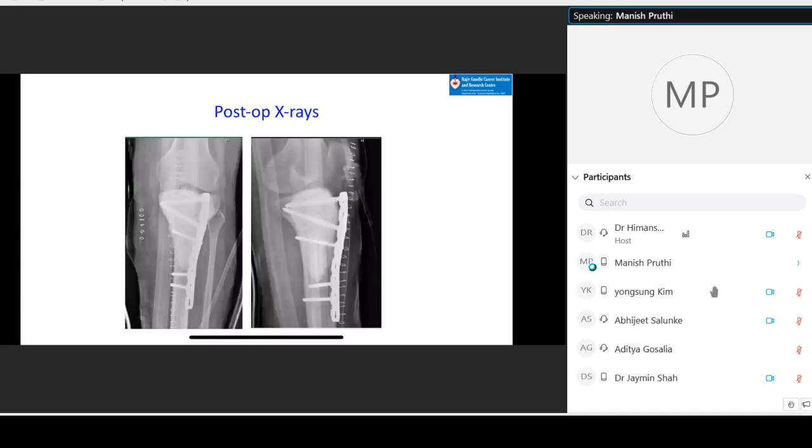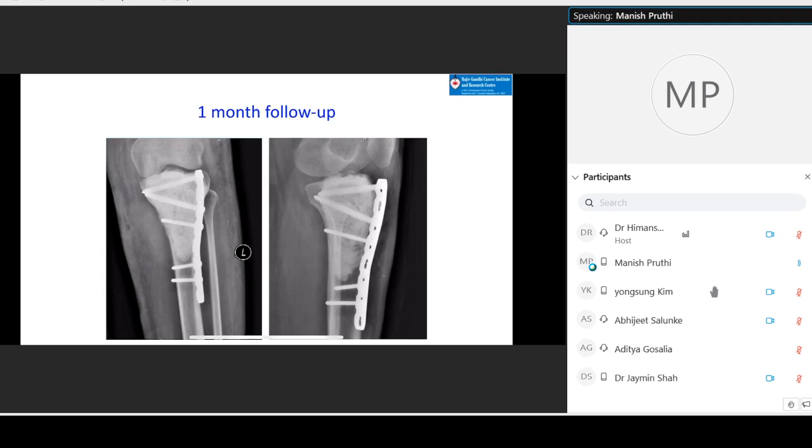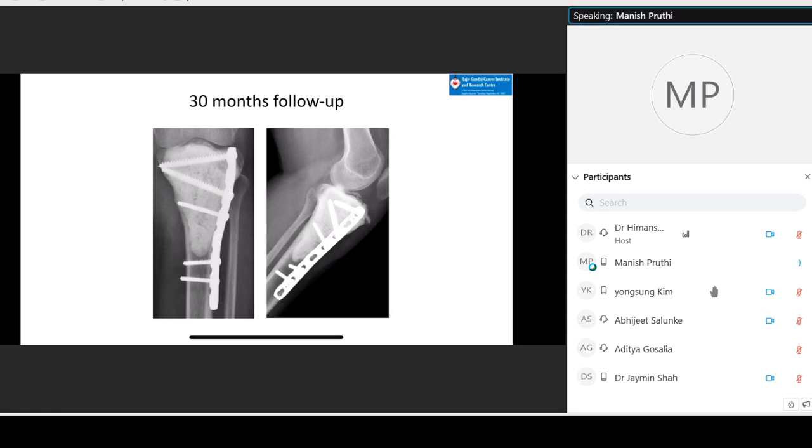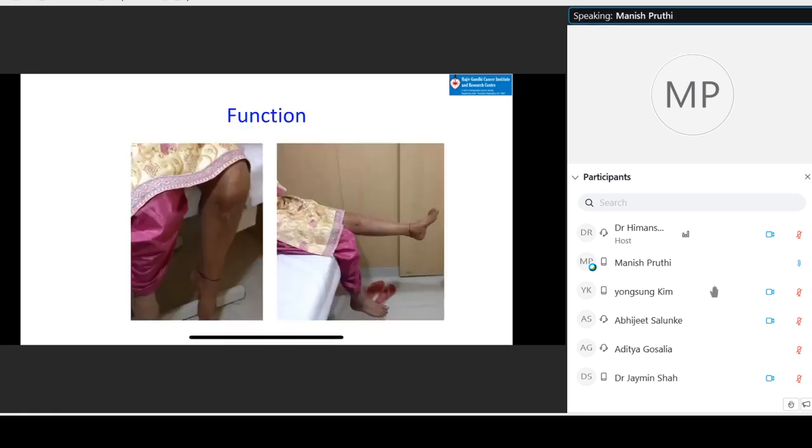And you can see the post-operative x-ray, the cavity nicely filled with cement, although there is no tibial tuberosity now. And these are the radiographs at 1 month follow-up, 3 months follow-up, and now 30 months follow-up. And this is the patient's function: almost normal knee range of movement, no lag and no recurrence. So that is what we want to highlight.